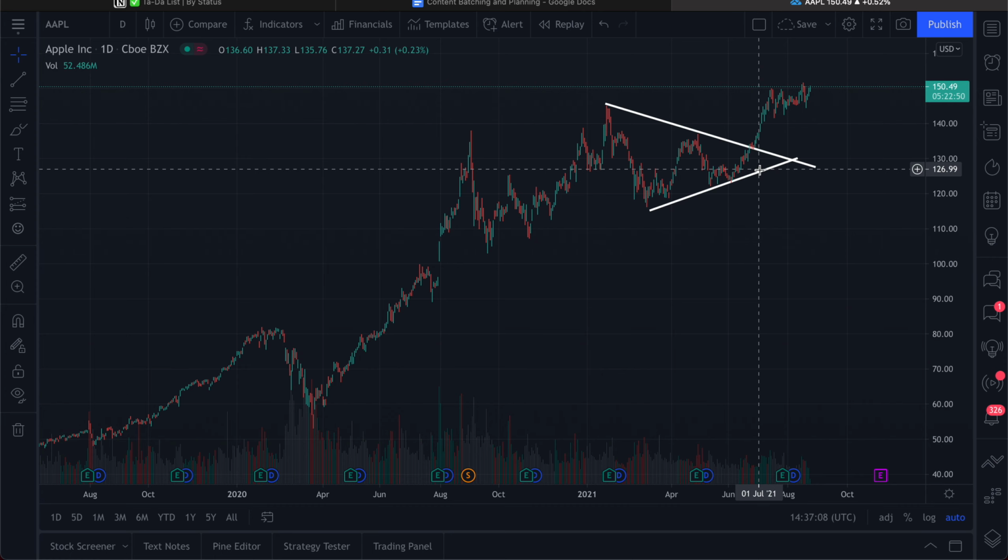So we have a defined stop. We have an entry point, and then we have a minimum take profit, which is going to be at the previous high. And so again, that's how we have our risk to reward setup.